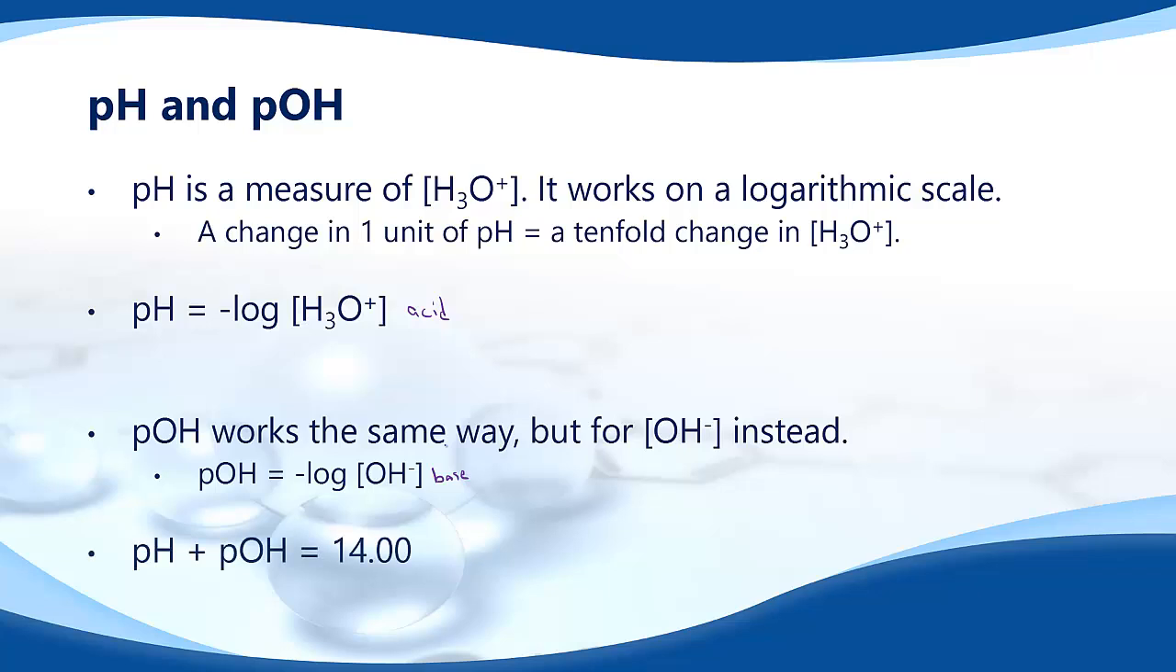And the other important thing to keep in mind is that if you add these two numbers together, they always add up to exactly 14. Right, so what that means is that if you know one, you can find the other. So pH plus pOH is 14. These are 3 of the 6 important equations you're going to need for this.